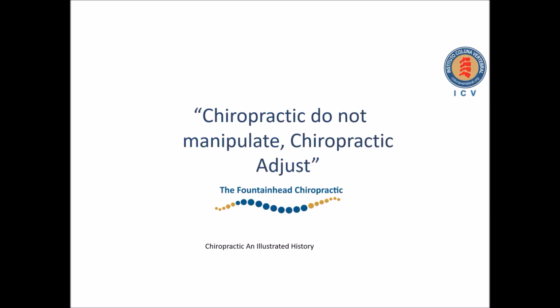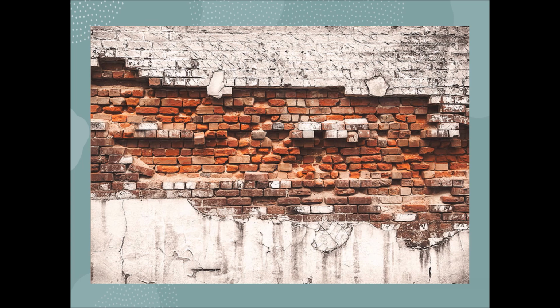And this MOPI model of subluxation matches the sentence of Palmer that gives sense to the specificity of chiropractic treatment, which says that chiropractors do not manipulate, chiropractors adjust. And the problem of this MOPI concept was that it treats subluxation, this phenomenon, like something out of place.